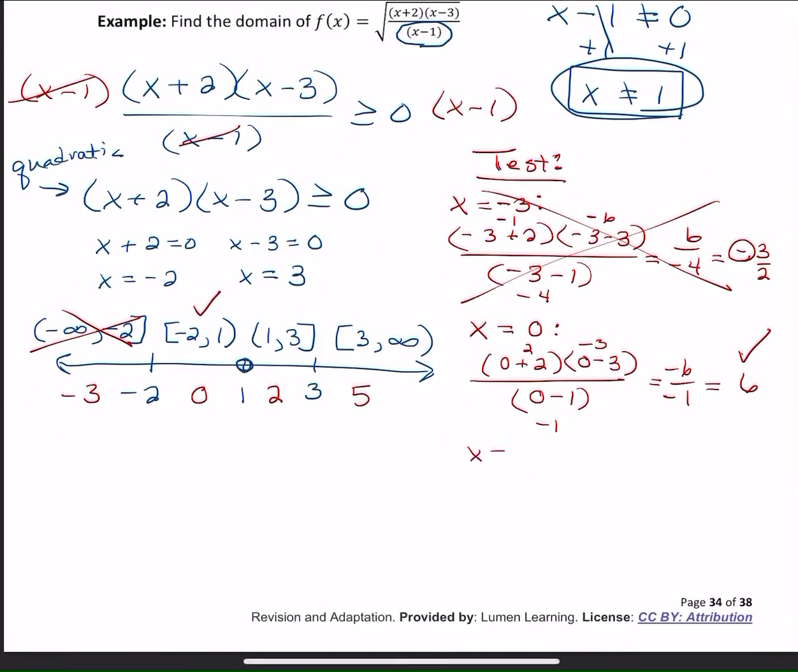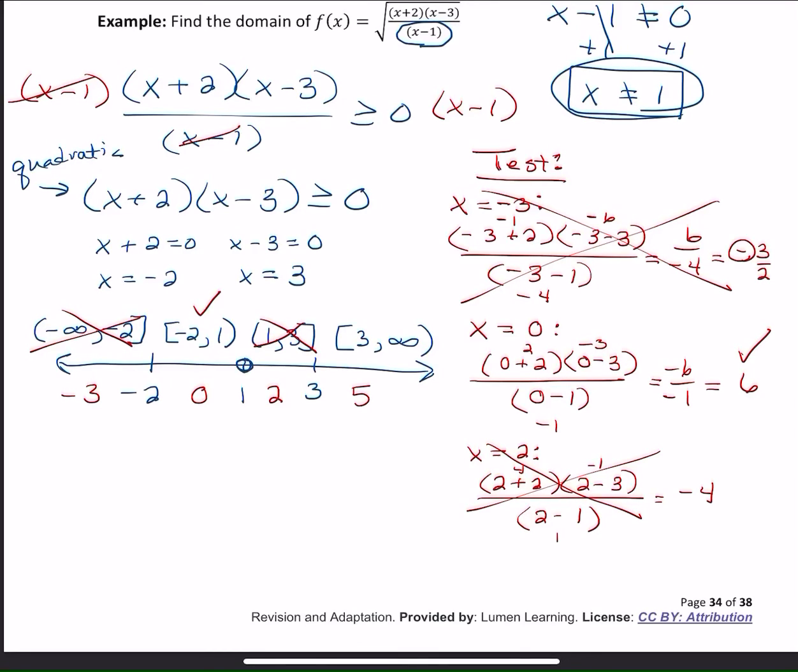Checking 2. And like I said, this can be any point in that interval. I just picked these random points, just as long as they're between the two numbers. So here I'm going to have 2 plus 2, 2 minus 3, and 2 minus 1. So that's going to give me 4 times a -1 over 1, which is a -4. That is not greater than or equal to 0, so that doesn't work.